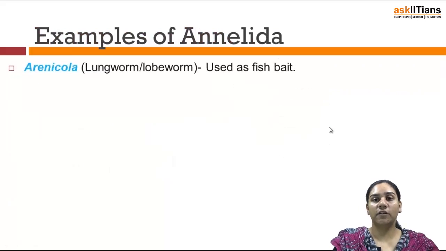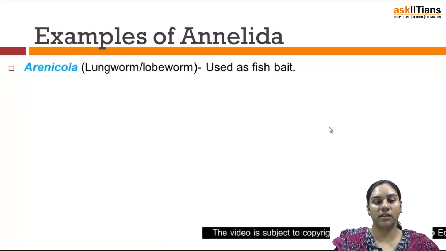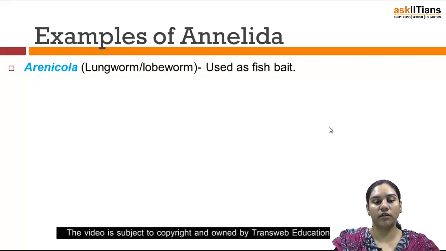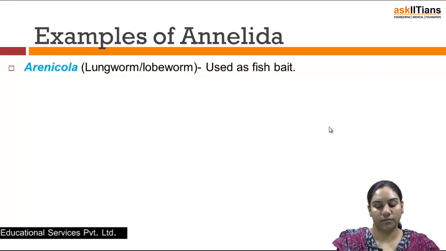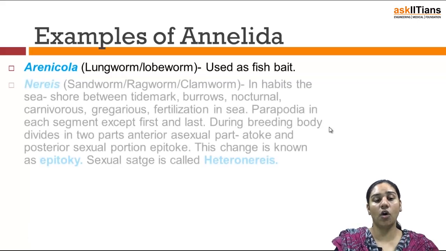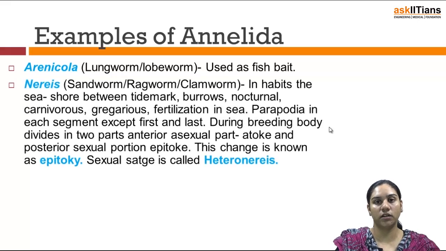Now about the examples of the Annelida, some most remarkable examples include the Arenicola, which is a lungworm or a lobeworm. It is used as a fish bait. The next is the Nereis. This is the most important example of Annelida which is often studied. This is also known as sandworm, ragworm or clamworm.